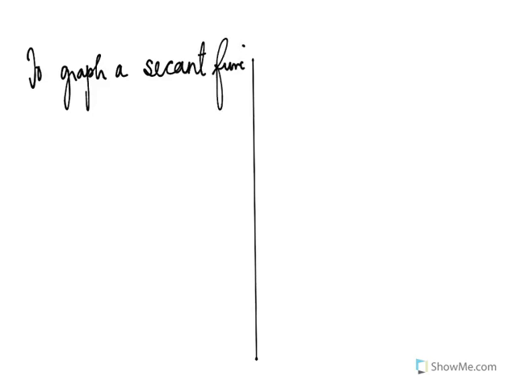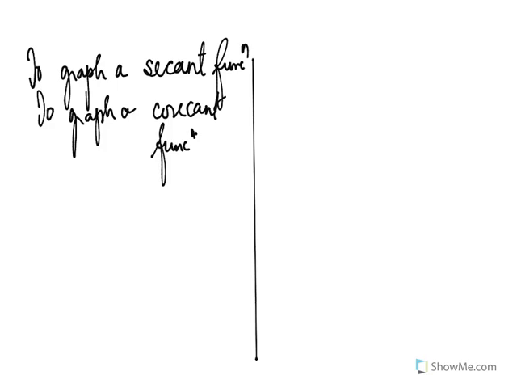In this video, we are going to discuss how to graph a secant function and to graph a cosecant function. Now, the graphs of these remaining trigonometric functions can be obtained from the reciprocal functions of the sine and the cosine functions.